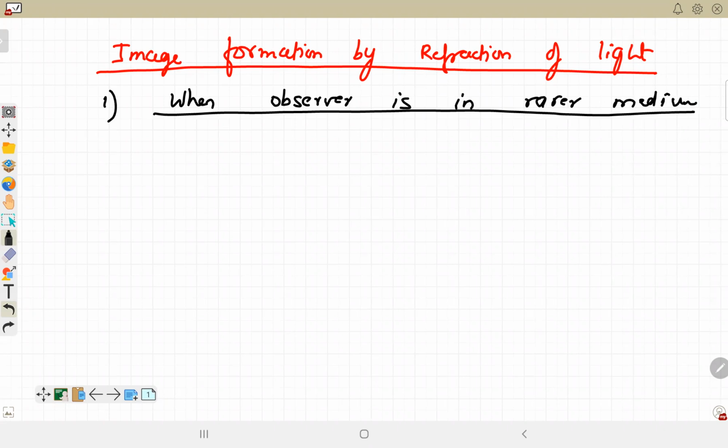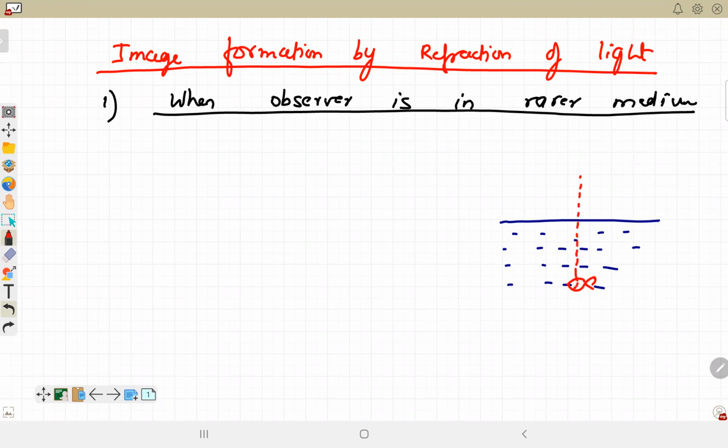In the numerical section, there are only 2-3 questions from the exercise. I hope you would have done that. Jayesh, did you complete the exercise? No, sir. Sorry. Only 2 questions were there.